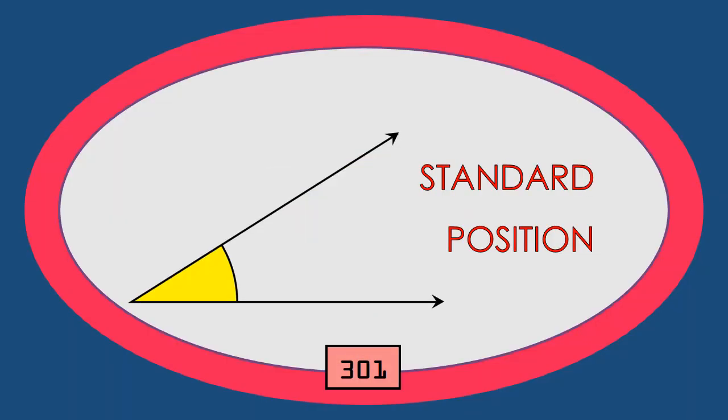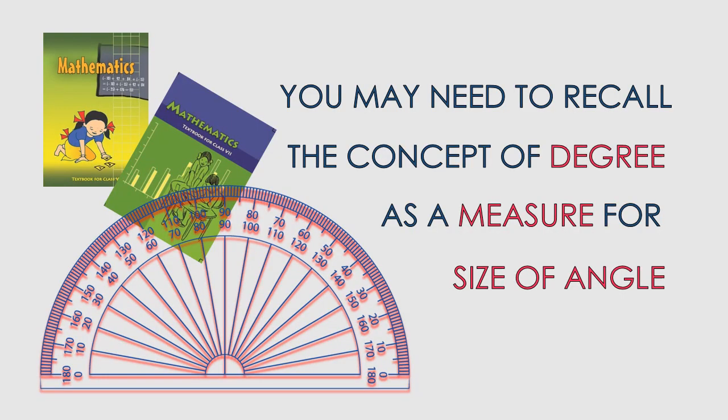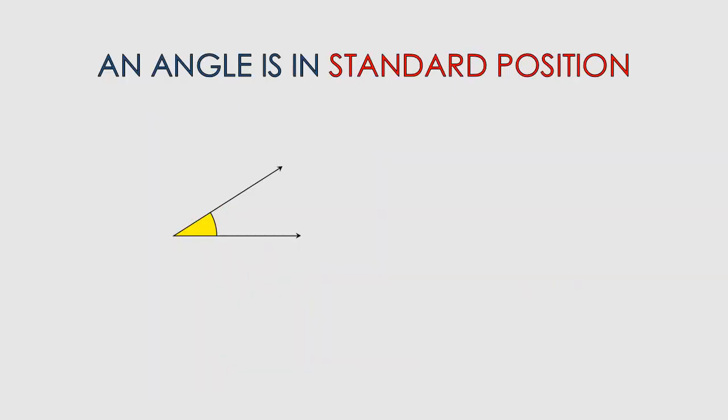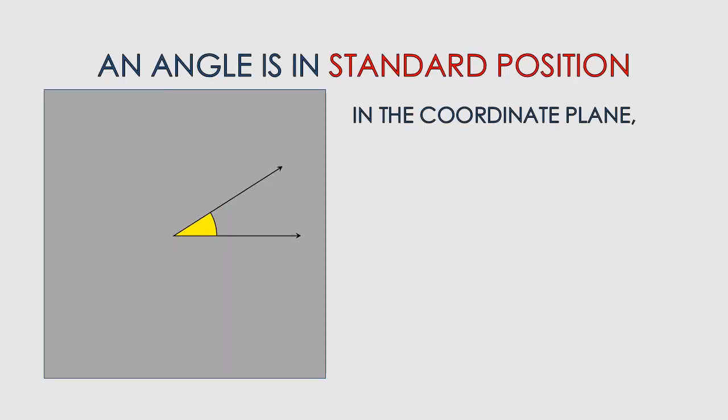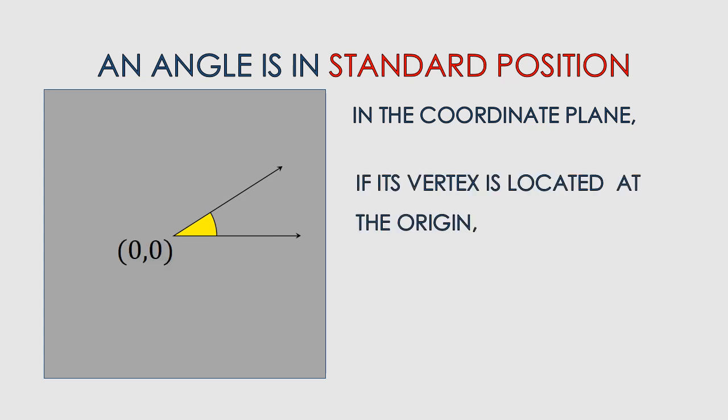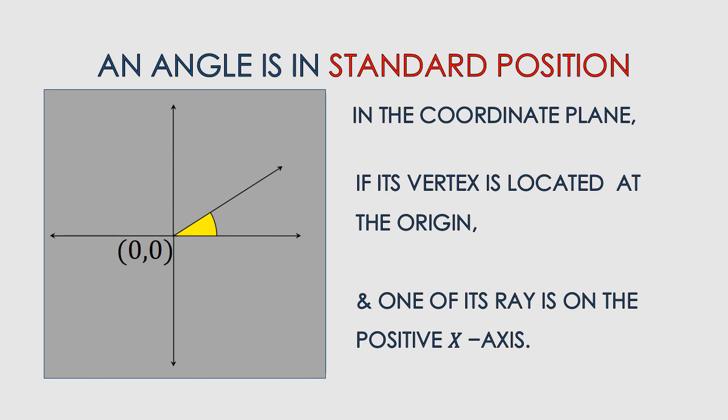Standard position. You may need to recall the concept of degree as a measure for size of angles, which you have probably learnt in classes 6 and 7. An angle is said to be in standard position in the Cartesian plane if its vertex is at the origin and one of its rays lies on the positive x-axis, called the initial ray. The other ray is called the terminal ray.